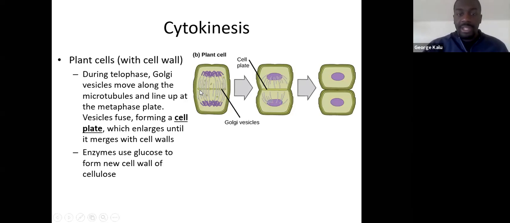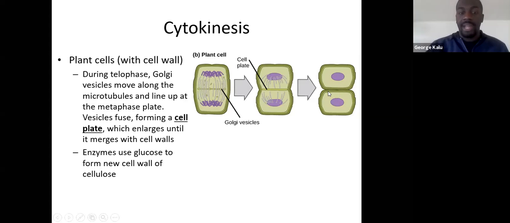Okay. So eventually those vesicles are going to start fusing together with one another, and those structural proteins, the enzymes and glucose, are all going to interact with one another, and they're going to end up fusing. What's going to happen is you're going to end up forming a cell plate in between the two nuclei. Eventually that cell plate is going to continue to enlarge and enlarge, and eventually it's going to fuse with the existing cell wall and form a fourth wall in between these two cells.